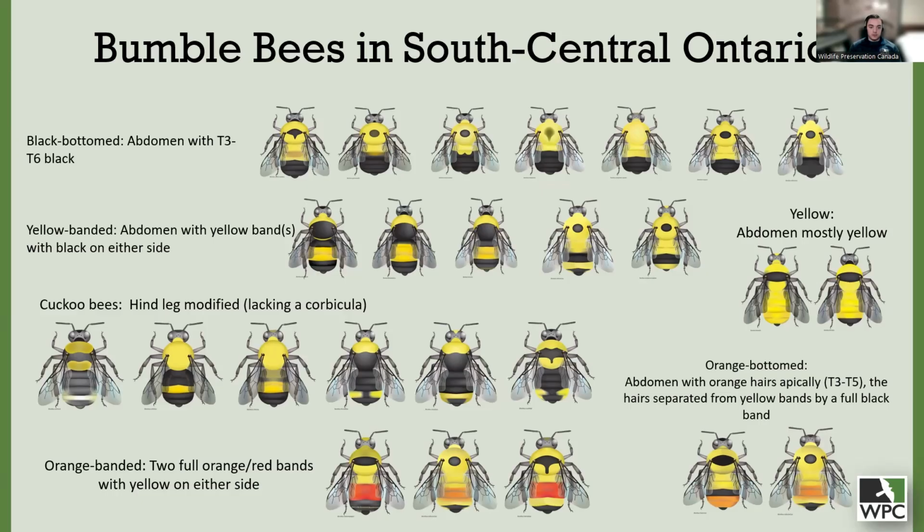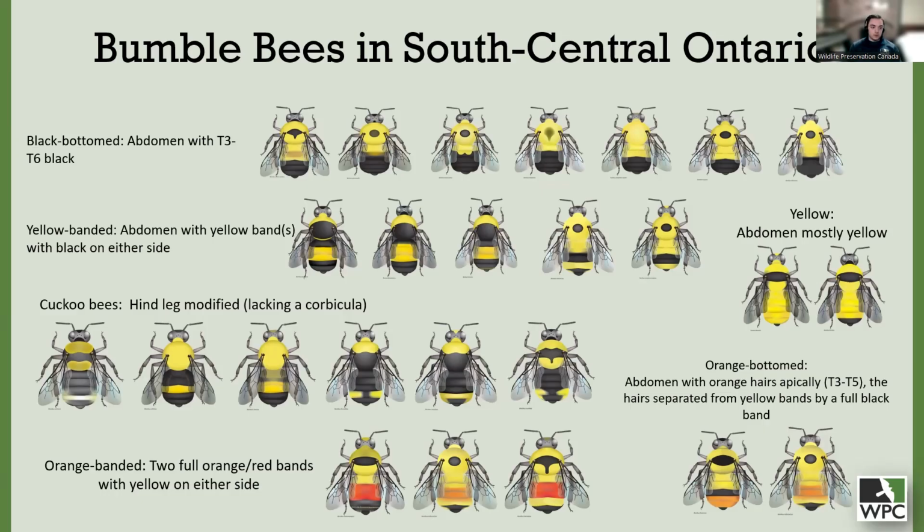Orange banded and orange bottoms, again, as the name implies, are grouped by the shared trait of having two orange or red bands with yellow on either side, with the orange banded grouping, or with the orange bottom grouping having orange at the bottom of the abdomen.